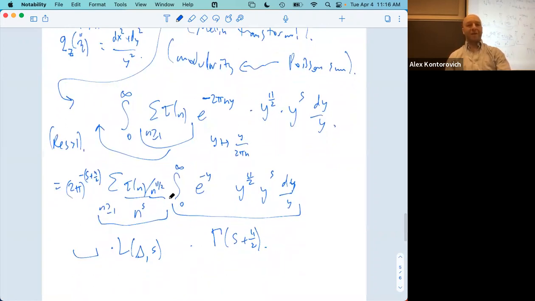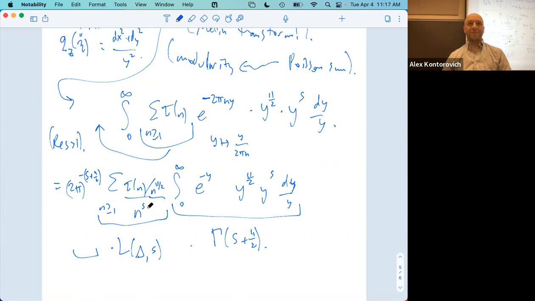I want to define the L-function as tau of n over n to the 11 halves, the Fourier coefficient, over n to the s as the Dirichlet series, which of course is the same thing as n to the s plus 11 halves down here. Convergence really does happen. Knowing that this is bounded by n to the epsilon, this L-function has absolute convergence. If I put absolute values here, this does grow like n to the epsilon for any epsilon. So this has absolute convergence as long as the real part of s is greater than one.